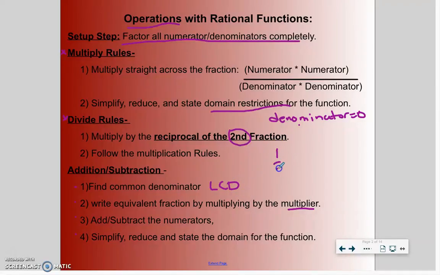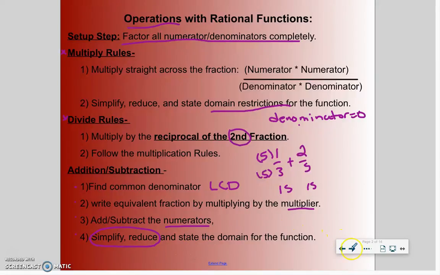So that's like saying if it's 1/3 plus 2/5, the common denominator is 15 here. Well, I need to multiply this 3 by a 5 and the 1 by a 5. So that's that multiplier that you're multiplying the top and bottom by to create the new equivalent fraction. So this would become 5/15. This one would become 6/15, allowing us to then add or subtract the numerators. The denominators do not change, only the numerators. And then we simplify and reduce. But if you find the LCD, this step is kind of null and void.